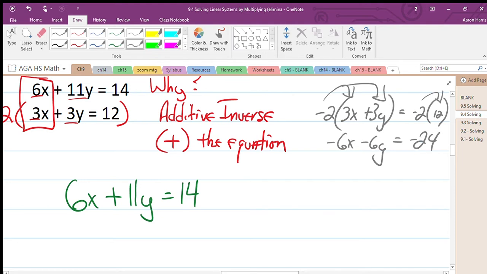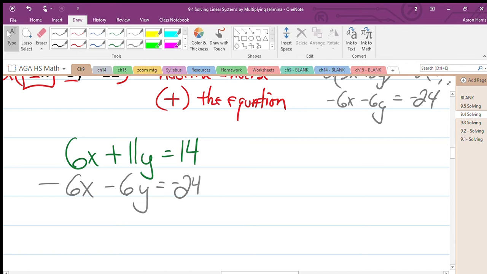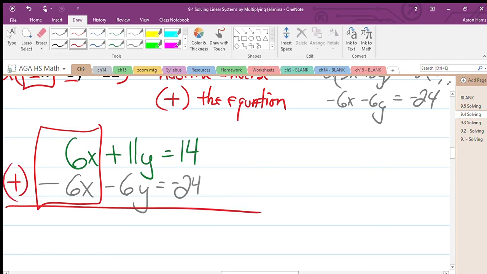So what do I do with that? Put it over here. Negative 6x, negative 6y, negative 24. Now look at what we have. Additive inverses. So now I can add the equations. 6x plus a minus 6x, 0. 11 plus a negative 6 is 5. So I get 5y. 14 plus a negative 24 really says 24 minus 14 gets me 10. Keep the sign of the bigger number. So I get negative 10.